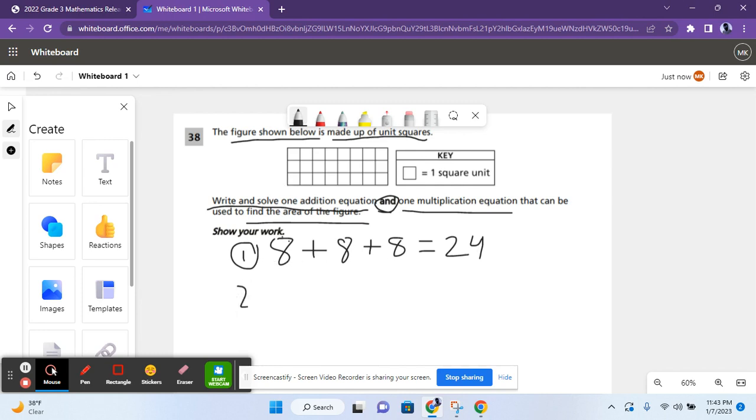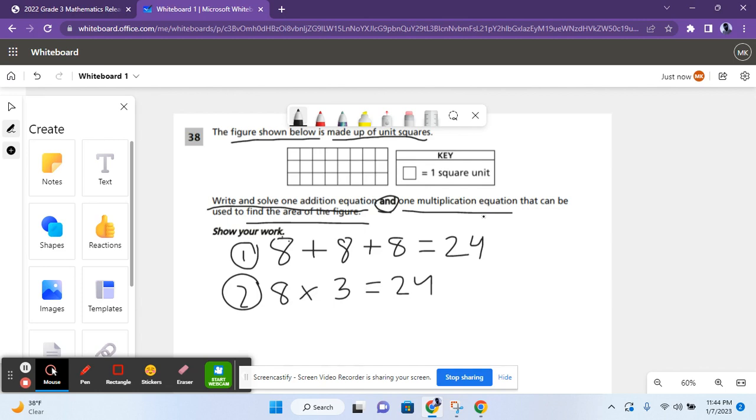And for our multiplication equation, we need to do 8 times 3 equals 24, because if you add 8 three times, that's basically the same thing as multiplying 8 three times. So 8 times 3 equals 24 is the multiplication equation.